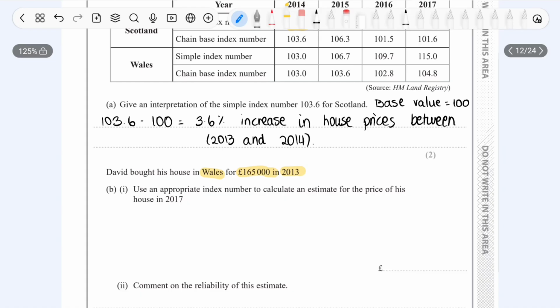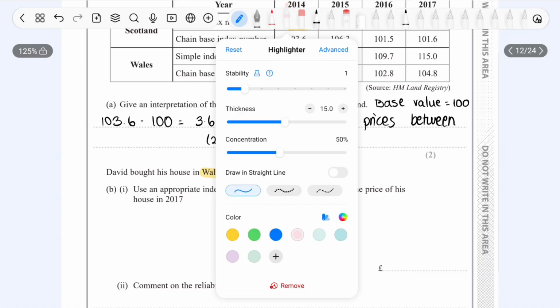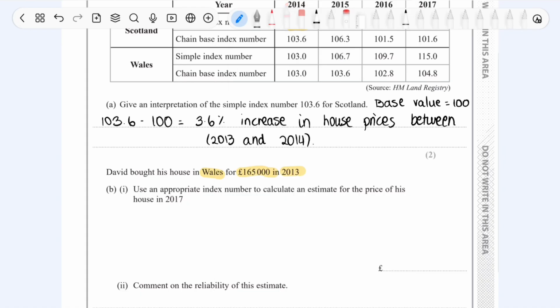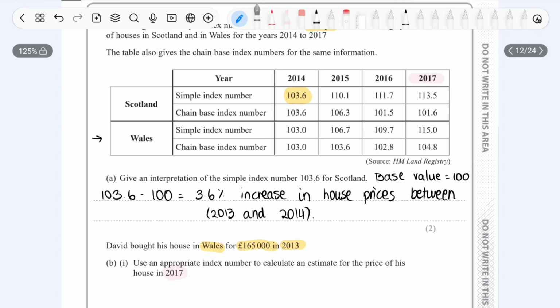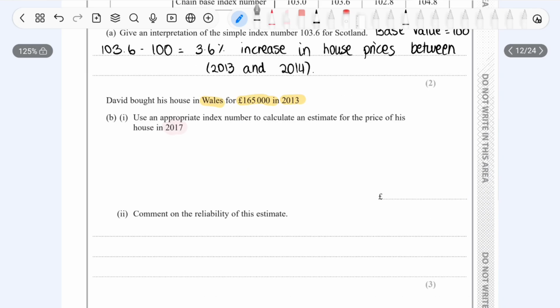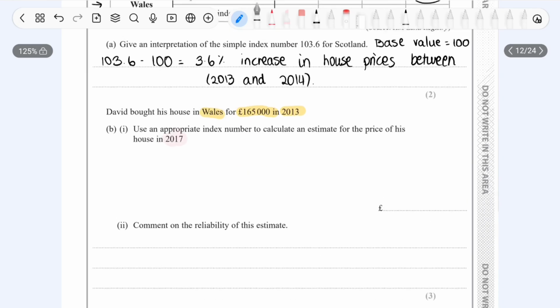What else do we know? Well, we want to find the estimate of the price of his house in 2017. So we're going to find the 2017 column on the table, and then make sure that we're mapping it to Wales, which is in these last two rows. Since the whole thing is on simple index numbers, we're going to use this value here, 115, also known as a 15% increase.